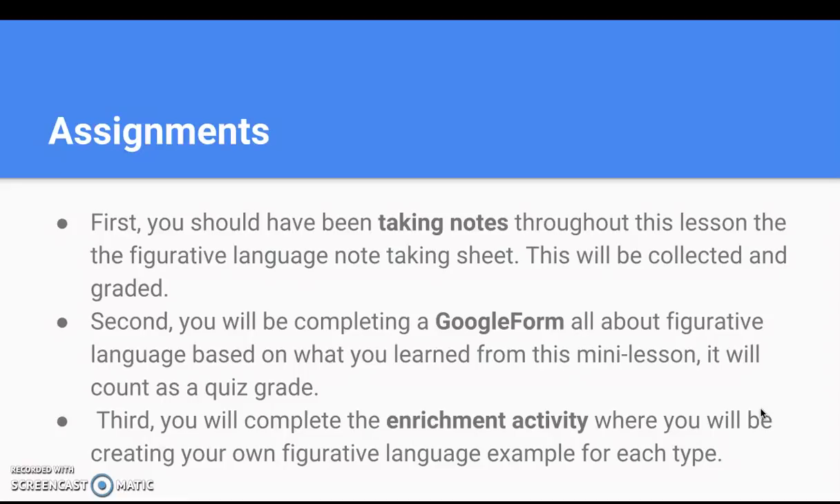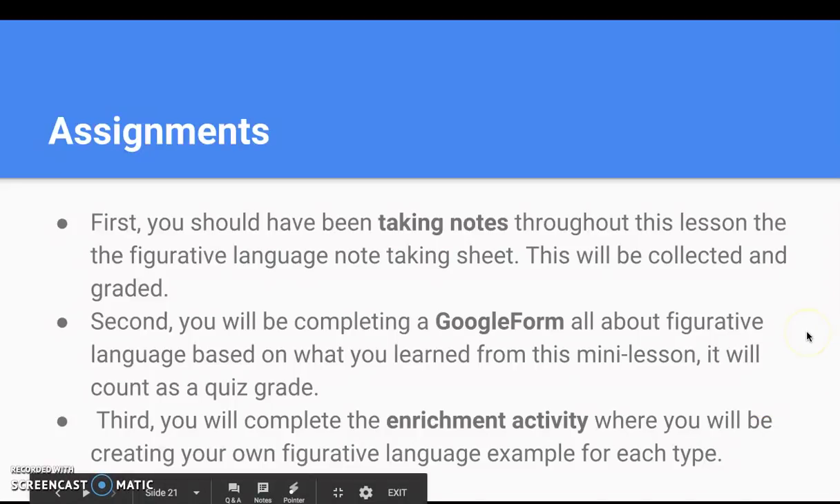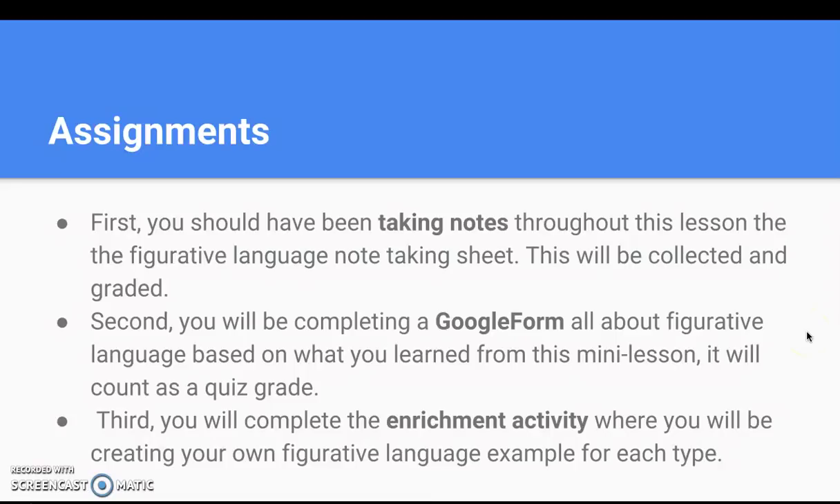Third, you will complete the enrichment activity where you will be creating your own figurative language example for each type of figure of speech. Hope you had a great time learning about all different types of figurative language, and I hope that you use them more in your writing each day.